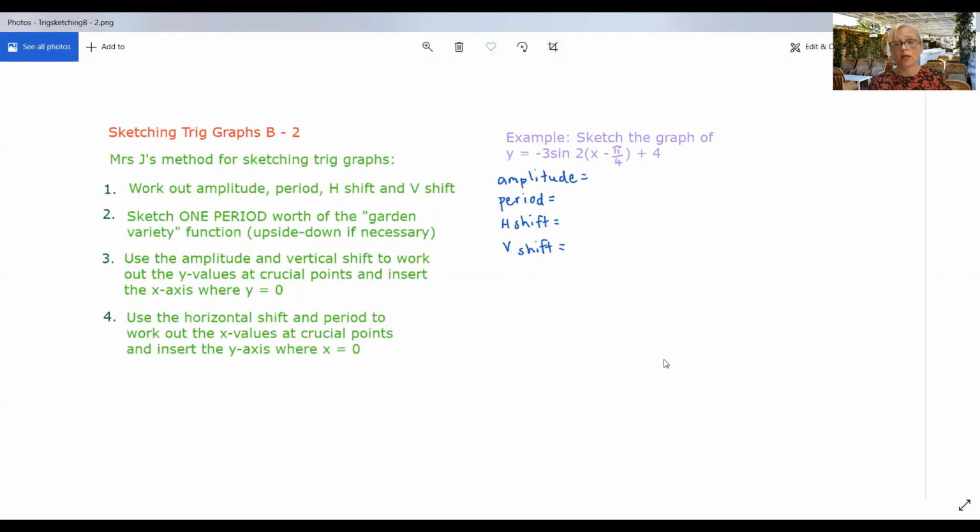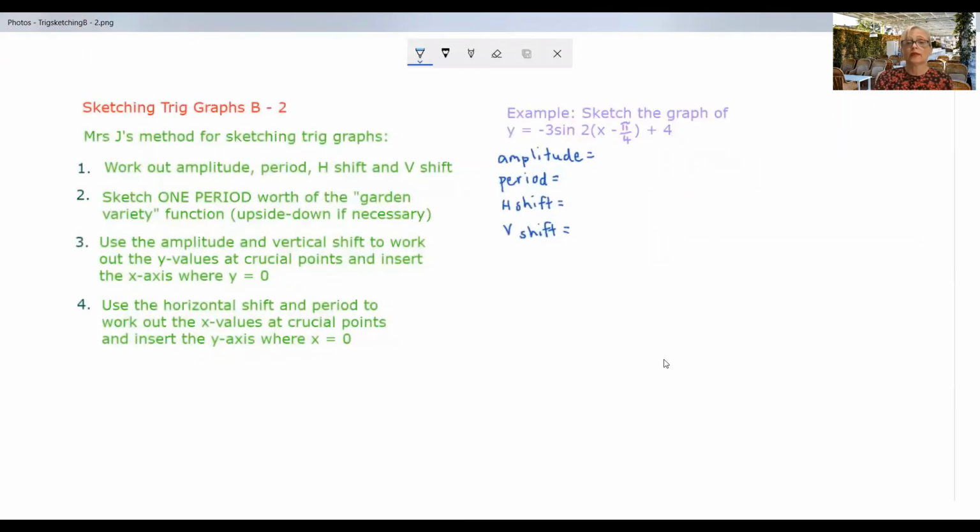All right, this is how I do it. So first thing I do is I look at the function and I work out what is the amplitude, the period, the horizontal shift and the vertical shift, according to what's happened with our function. What changes have occurred with our function and how do we work around that?